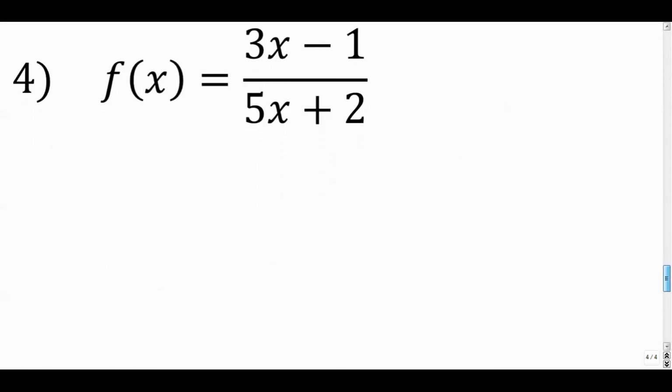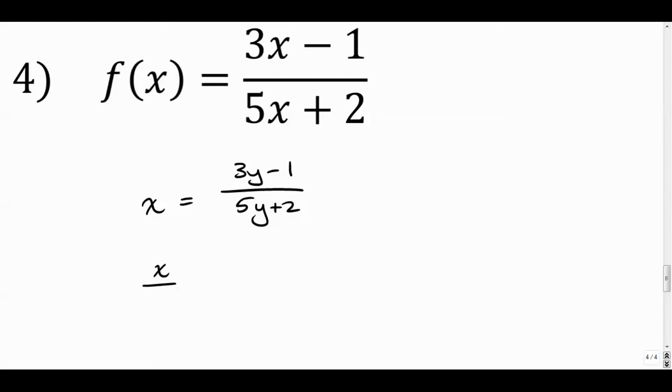There is one more here. I just remembered I have 4. So let's do this one. Let's switch them right away. So 3y minus 1, 5y plus 2. Pause it and see if you can get y by itself. It's a little bit tricky here.